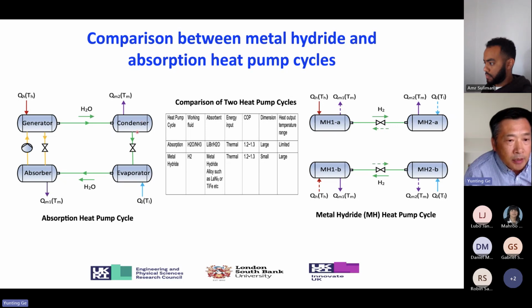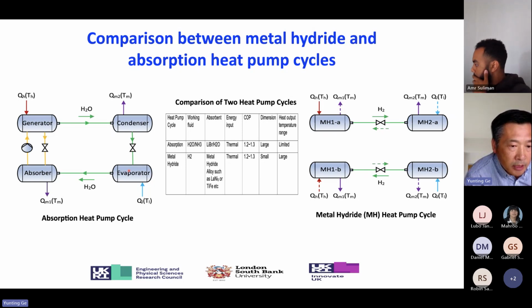After that, the working fluid is expanded, and the temperature and the pressure will both decrease. Inside the evaporator, it absorbs the heat from the low-grade heat source and produces cooling, depending on the application of this absorption heat pump. The water is evaporated out and absorbed by the absorber, and the strong solution from the generator becomes a weak solution that will be pumped back to the generator. So this is actually the working mechanism for the absorption heat pump.